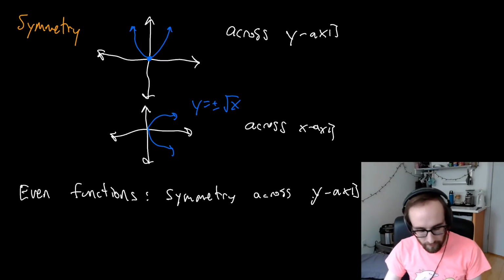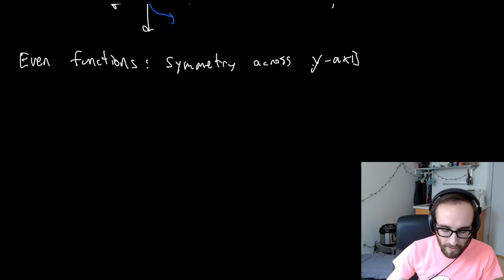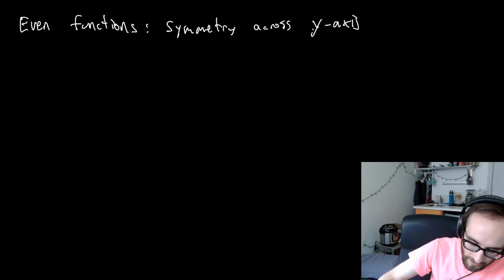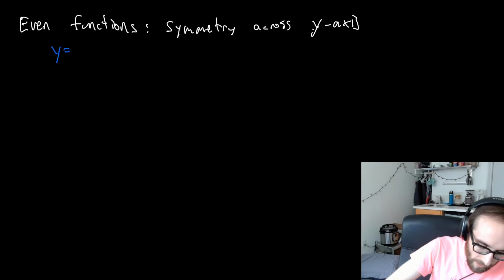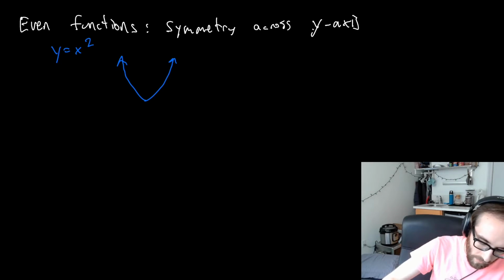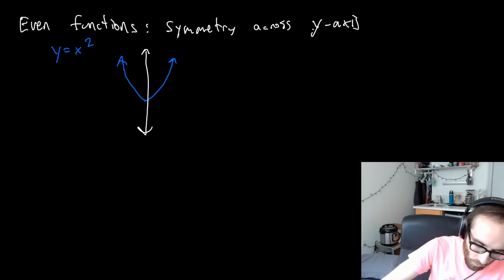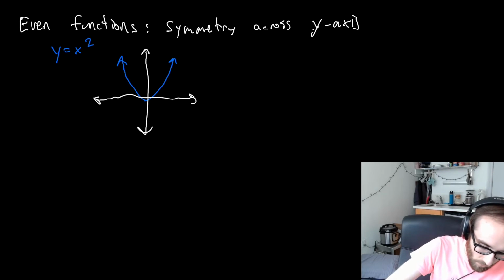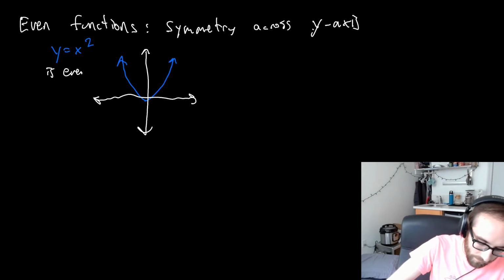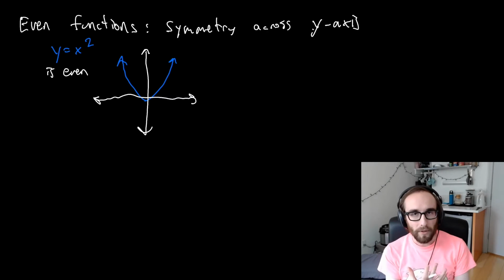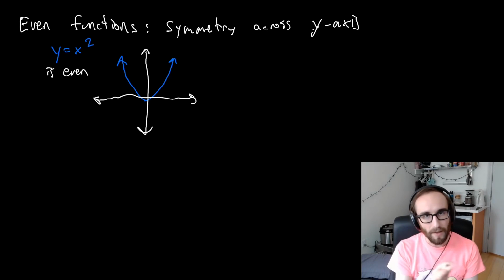So one way to identify even functions is to see if there's symmetry across the y-axis. Let's go back to y equals x squared. We saw our graph was a parabola. Because there's symmetry across the y-axis, we have, in this case, an even function. So y equals x squared is even. So graphically, we can identify even functions by looking at that symmetry.